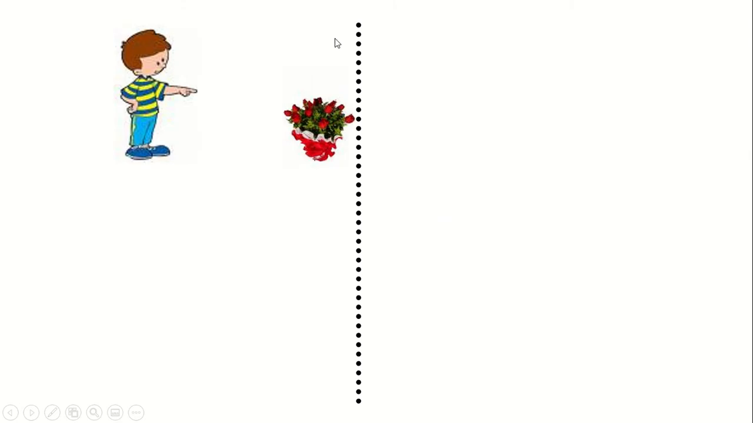Is it one flower or more than one flower? More than one flower. And the boy is far. So what do we say? Those are flowers. هؤلاء. Now, a dog and the boy is far. So what do we say? That is a dog.